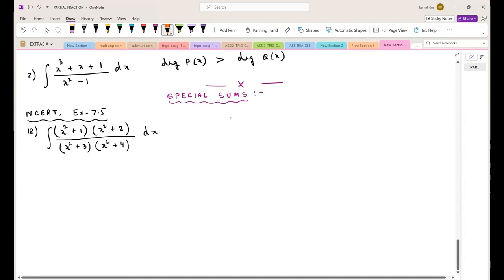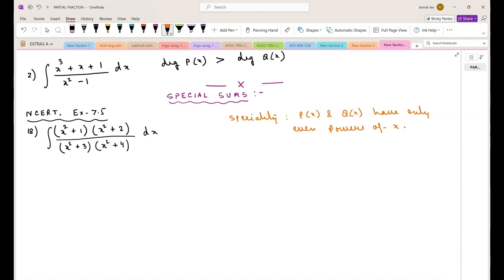So what is the speciality here? Speciality is both p(x) and q(x) have only even powers of x. That's a speciality. See, both the numerator and denominator, they have x square. Now, how will we deal with this one? This is a very, very important sum.